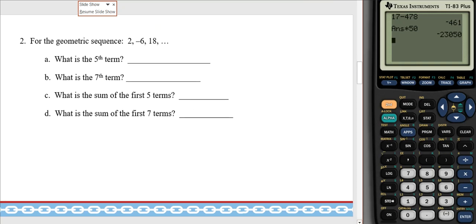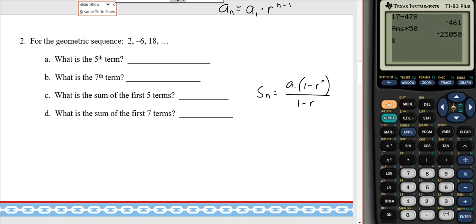Moving on to number 2. This is a geometric sequence. So we're going to move on to the geometric sequence part of the formula sheet. To find a term, you take the first term and multiply it by r to the n minus 1 power. To find the sum, the sum formula is a1 times 1 minus r to the n power all over 1 minus r. And that's probably the most difficult formula that we'll use on this test.